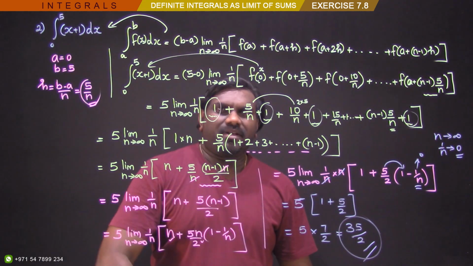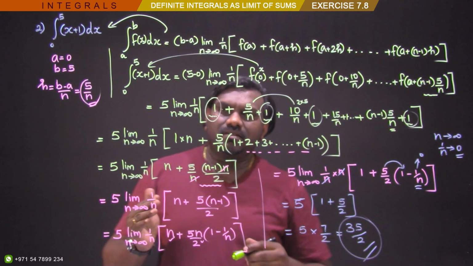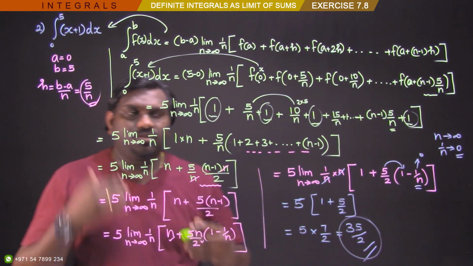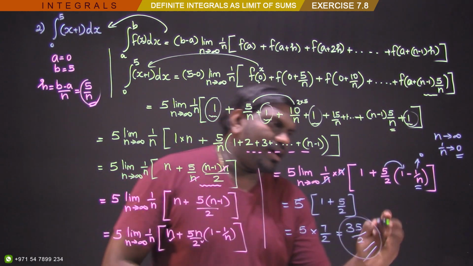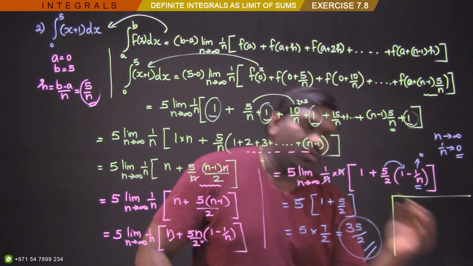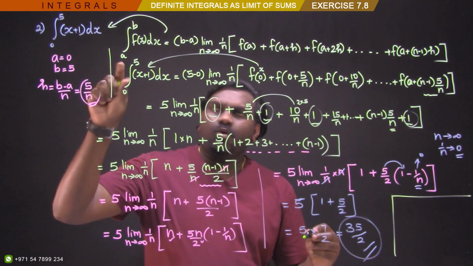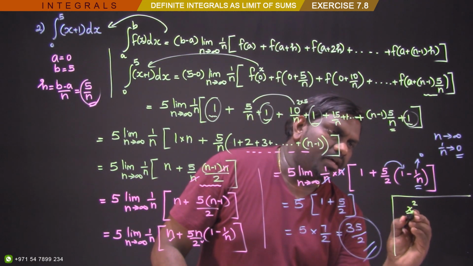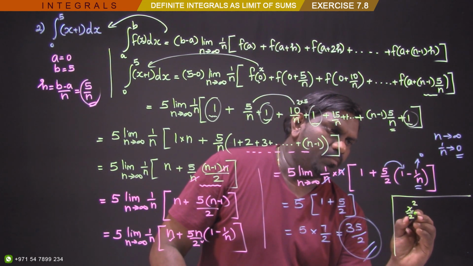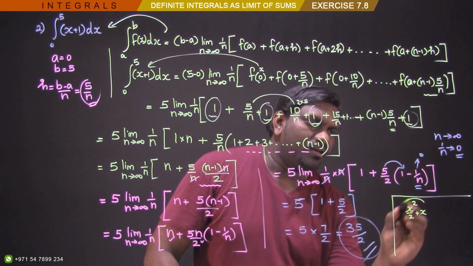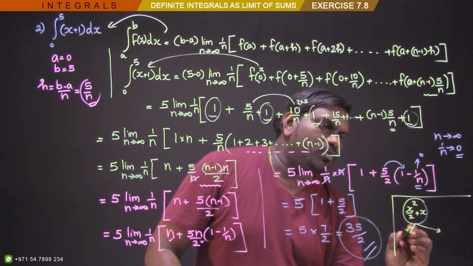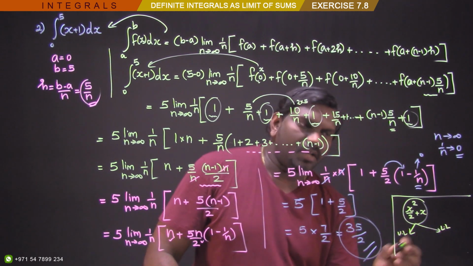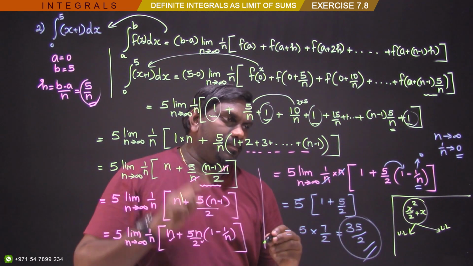Now let me tell you one more thing. If you have done the next exercise, those who know definite integrals, or when you learn them later, what you can do is simply integrate our function, x square by 2 plus x, and apply the upper limit and lower limit. This is the upper limit, this is the lower limit. Upper limit is 5.